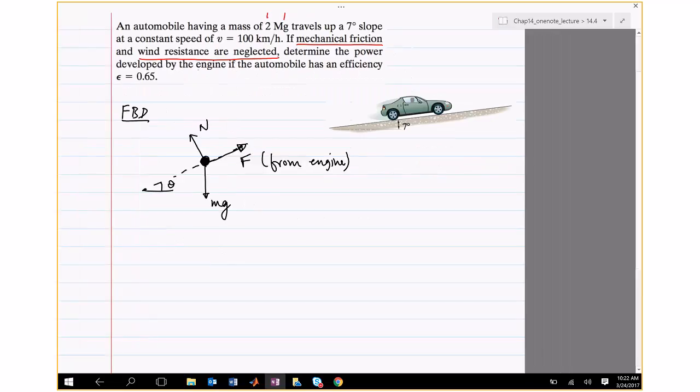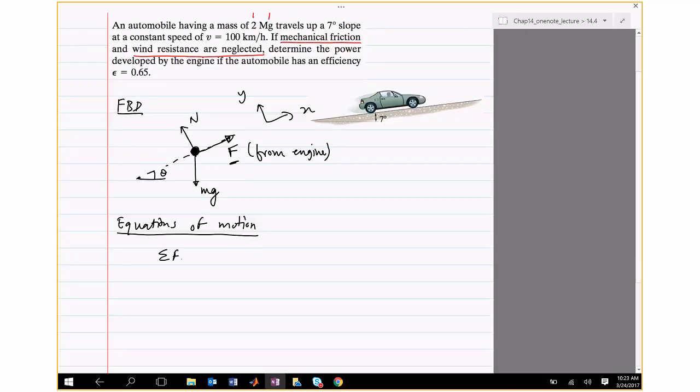Okay, so let's do the equations of motion. I'll say that this direction is x, and the upward direction is y. In order to find the power, I need the force from the engine, which I'll then multiply with the velocity, which is 100 kilometers per hour. So F is positive.